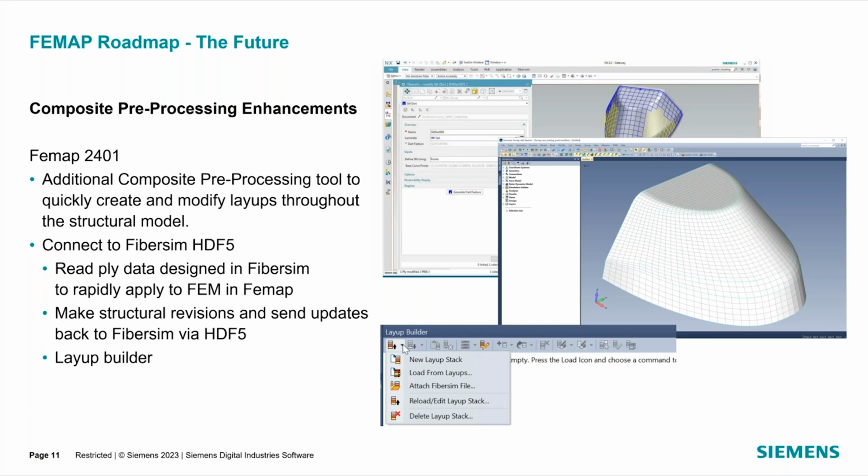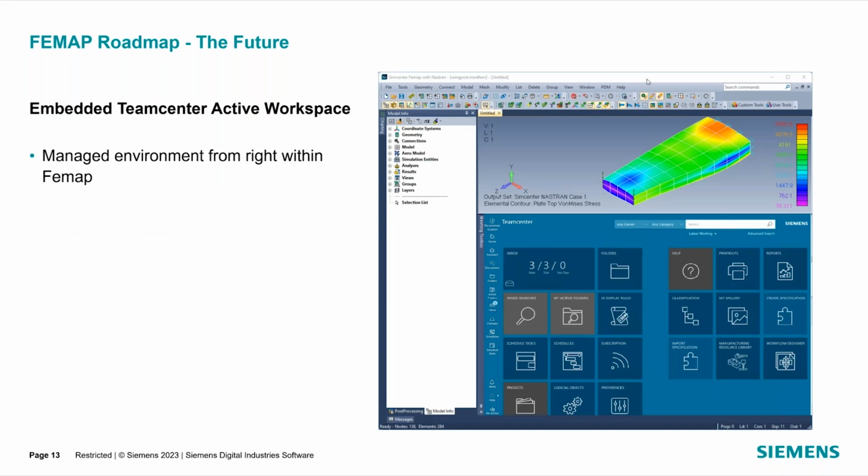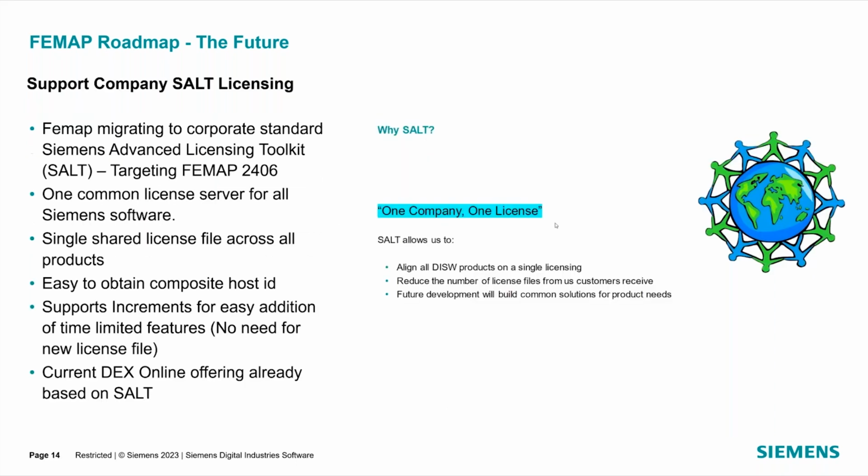There's so much in Femap. How much do I cover? I feel like I cover just a slice. Abaqus, embedded Teamcenter. There you go.